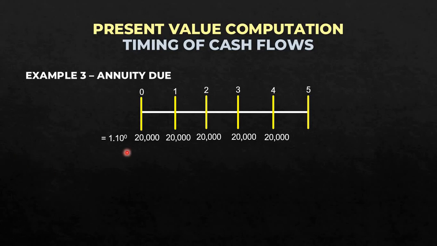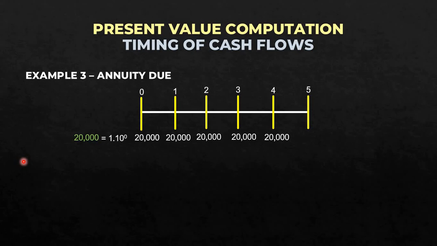Bakit 0? Kasi, sabi natin, yung n is yung number of compounding periods na dadaanan bago natin makolekta yung ating 20,000 pesos. At siyempre, ito yung date ngayon at dito na rin agad marereceive yung 20,000 pesos. So, ibig sabihin, walang dadaang compounding period bago natin mareceive yung 20,000 pesos kasi marereceive na agad natin siya ngayon. Kaya ang exponent natin ay 0 kasi again, walang dadaanang compounding period before we receive this 20,000 pesos. Kaya kapag minultiply natin ito, 20,000 multiplied by 1.10 raised to 0, kung gagamitin nyo ang inyong scientific calculator, ang sagot dyan is also 20,000 pesos.